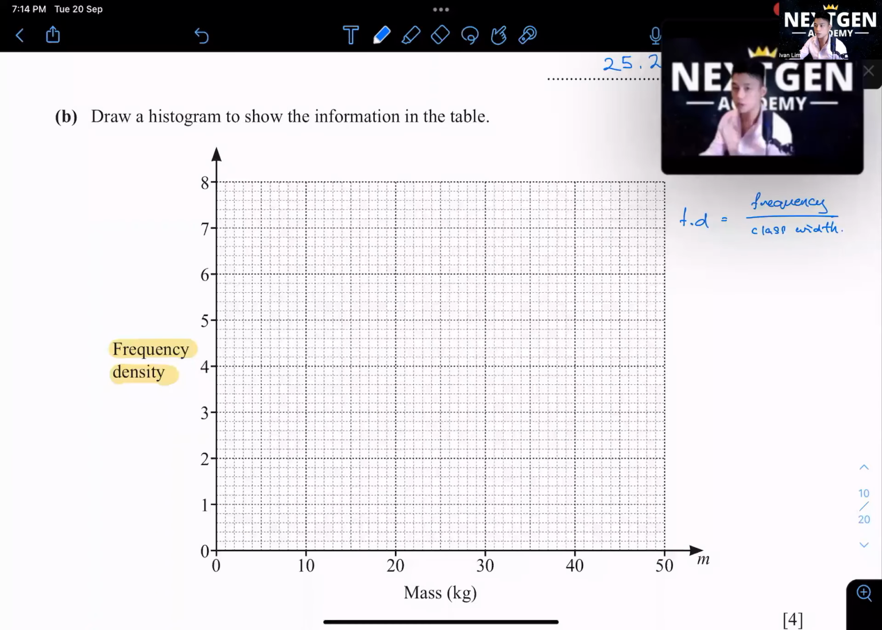Then after that, draw like this. Don't go and simply draw another graph. This is your frequency density graph. It looks like a bar chart, but the only difference is the formula. Your y-axis label is frequency density. The typical bar chart will have frequency there.